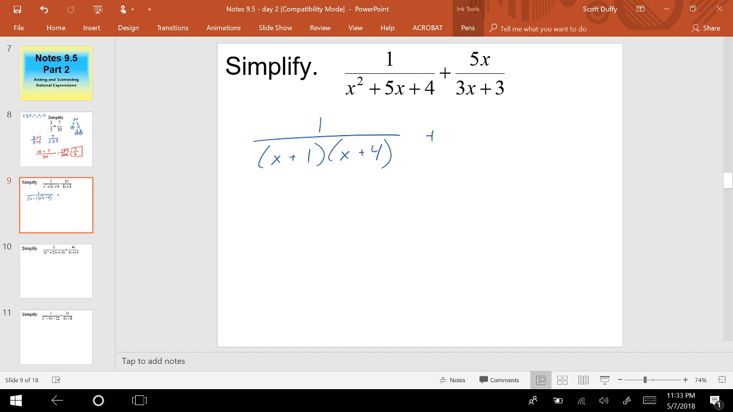Then I'm going to do the same thing with this denominator. So I'll still have 5x on top. I'm going to move it over just a little bit. But I can factor out a 3 out of this denominator, so it's 3 times x plus 1. Then I ask myself, alright, what does this denominator have on the left that this denominator doesn't? I say, well, it has an x plus 4. So what I do is multiply both the top and the bottom of this fraction by x plus 4.